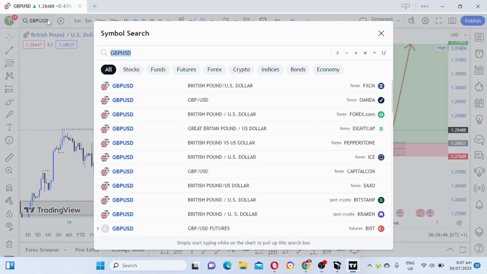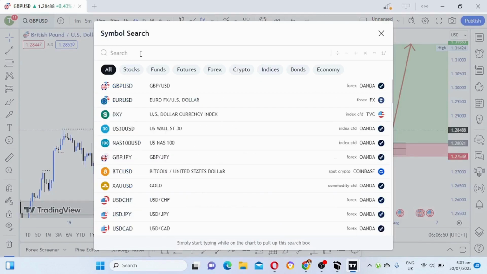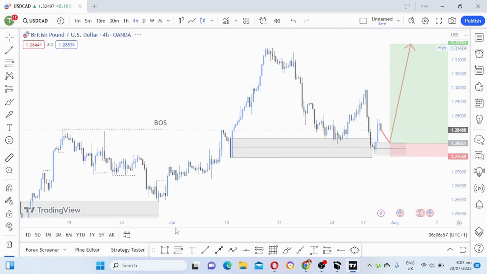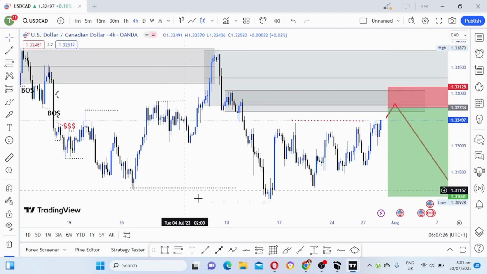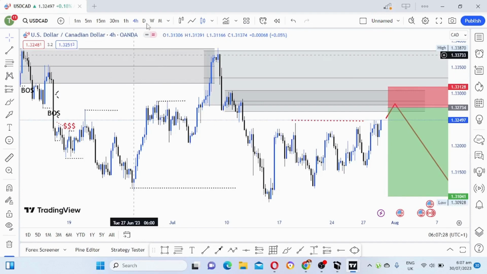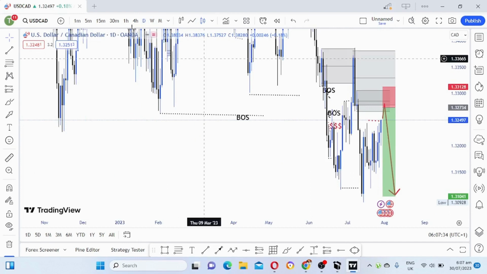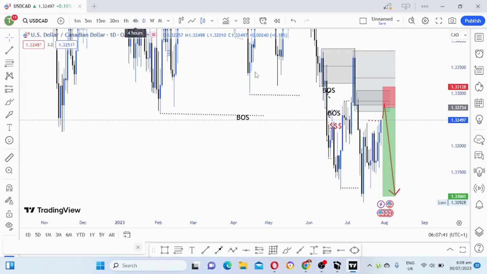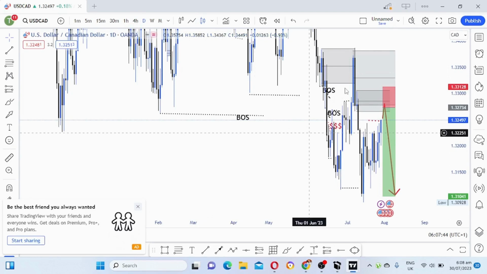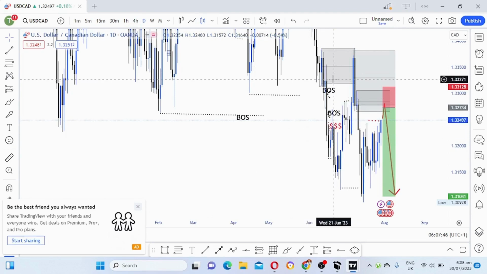So now let's look at USD CAD. Looking at USD CAD, as you can see, we are in a downtrend. Let me go to a higher time frame, which is the daily. My higher time frames are daily and weekly, and I look to enter on H4 or H1. We broke structure to the downside. Now we are in a pullback. We pulled back into this demand zone and then we sold.